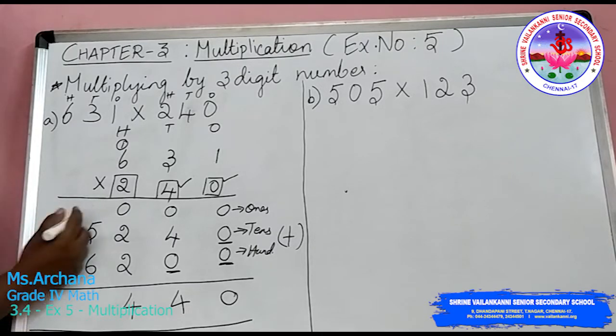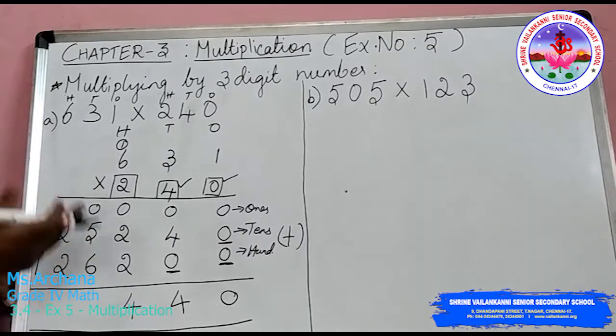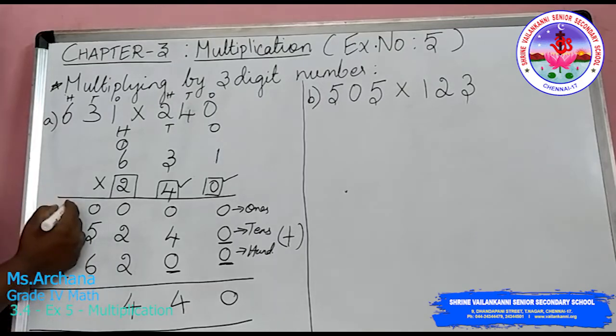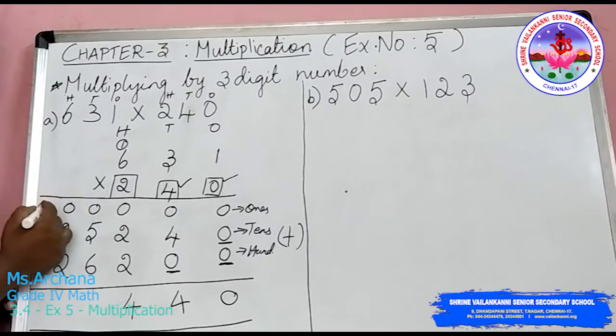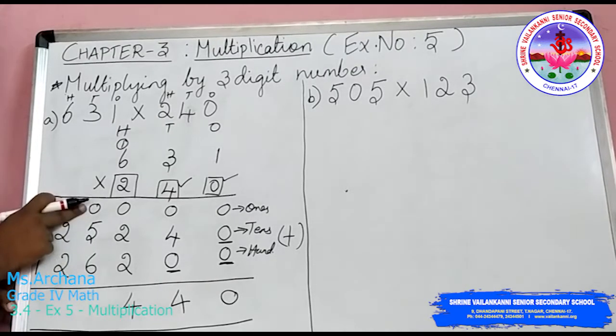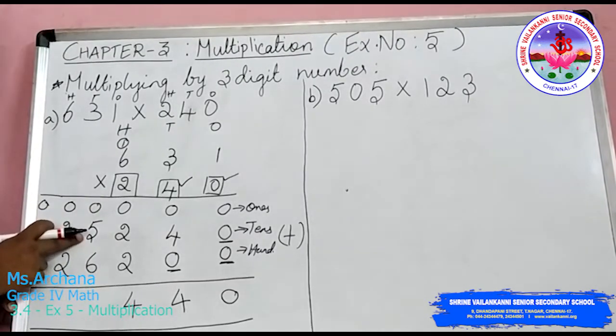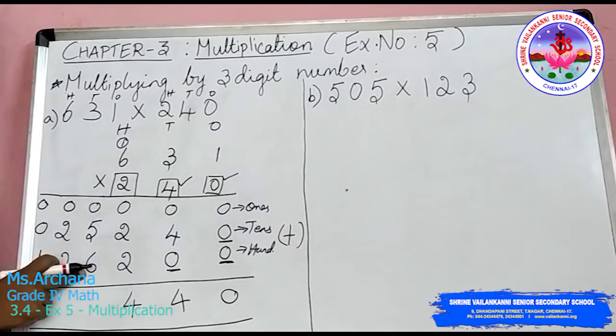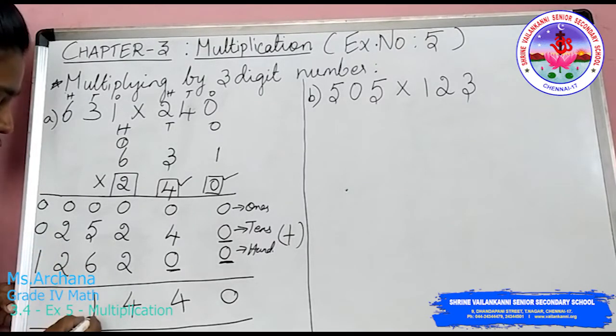So 5 plus 6. You can also add 0 to avoid confusion. Wherever you don't have numbers, you can place a 0. So 0 plus 5 gives 5 and 5 plus 6 gives 11. So here the 11 is a 2-digit number.